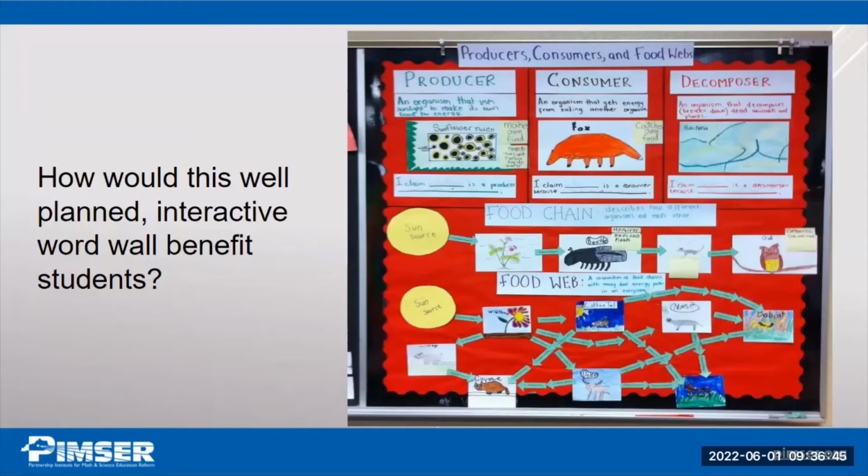Again, this word wall shows evidence of students putting concepts together after having learned about producers, consumers, and food webs. Notice the sentence scaffolds that are helpful to students as they use the vocabulary and context.